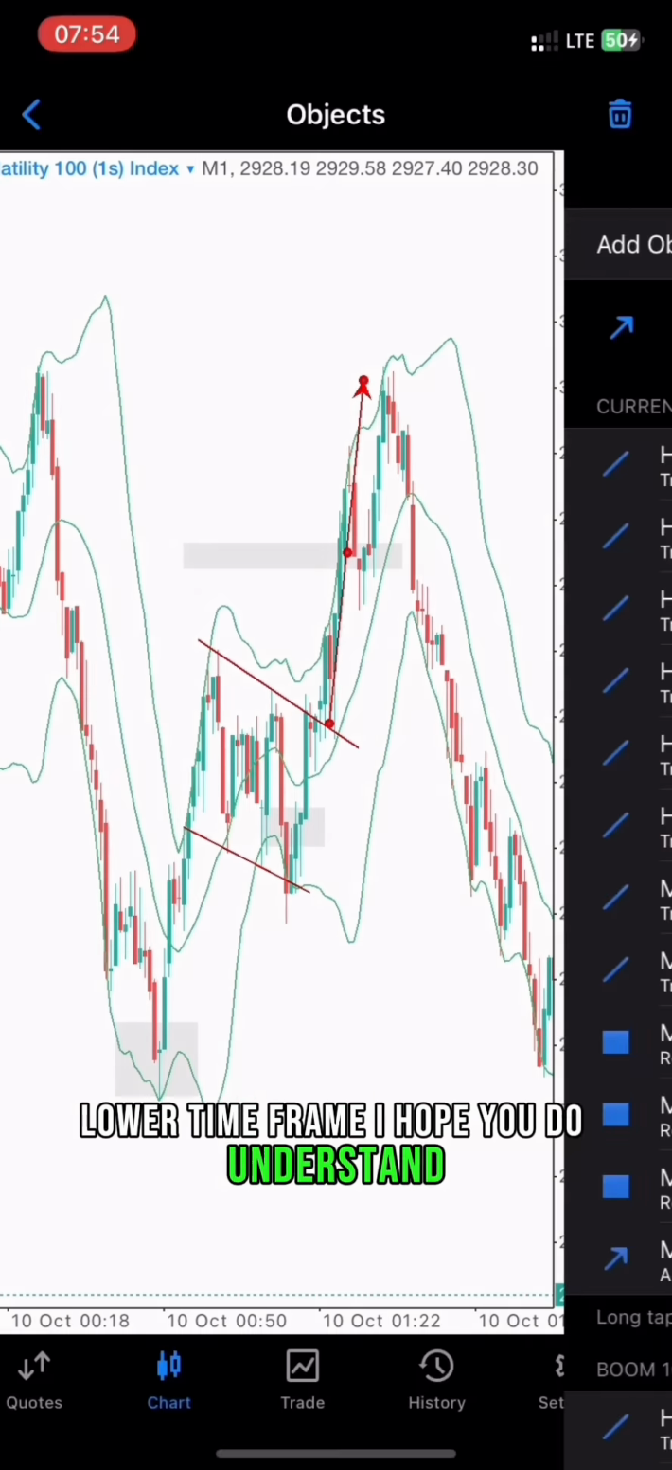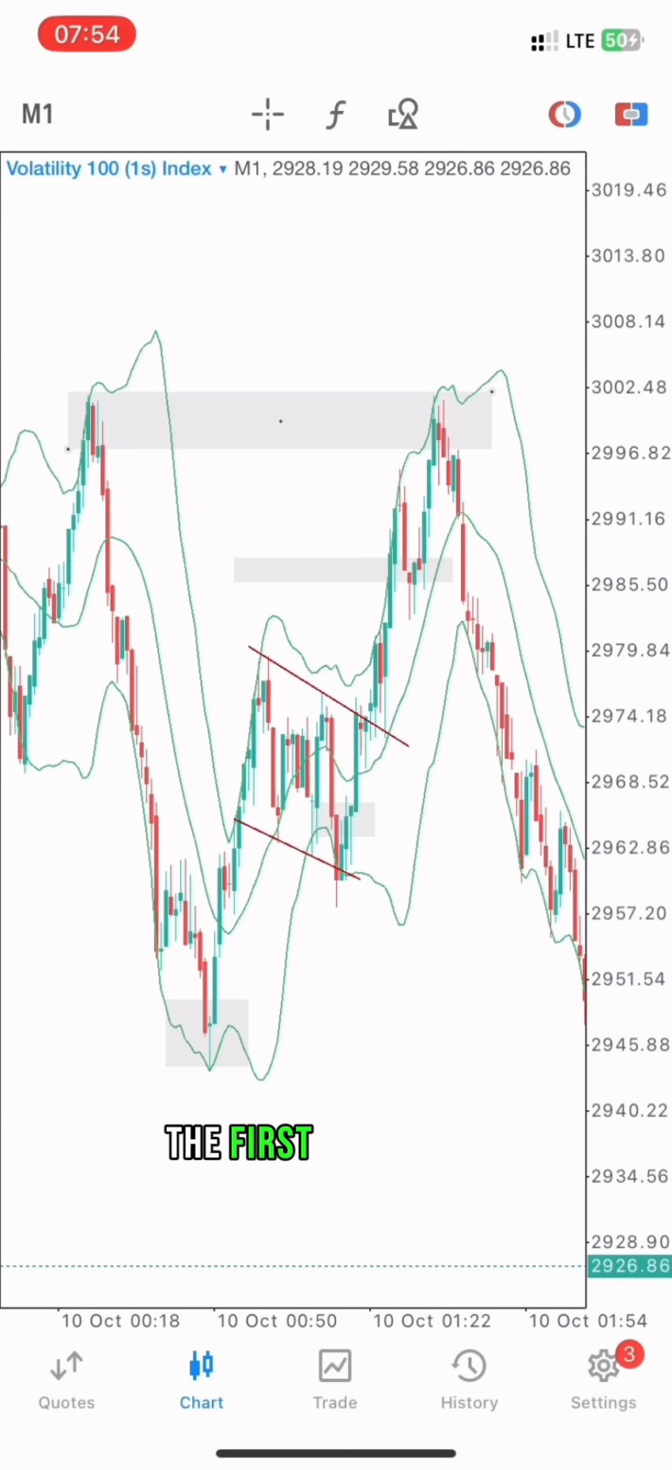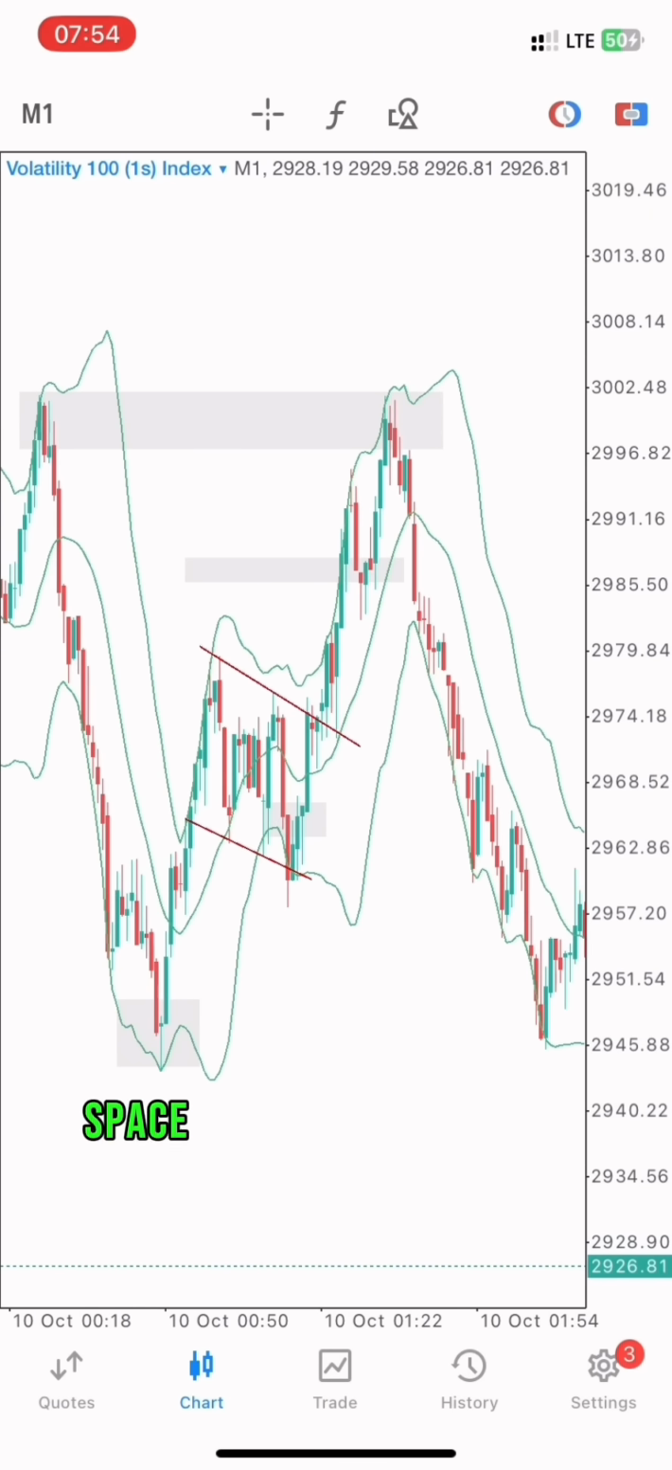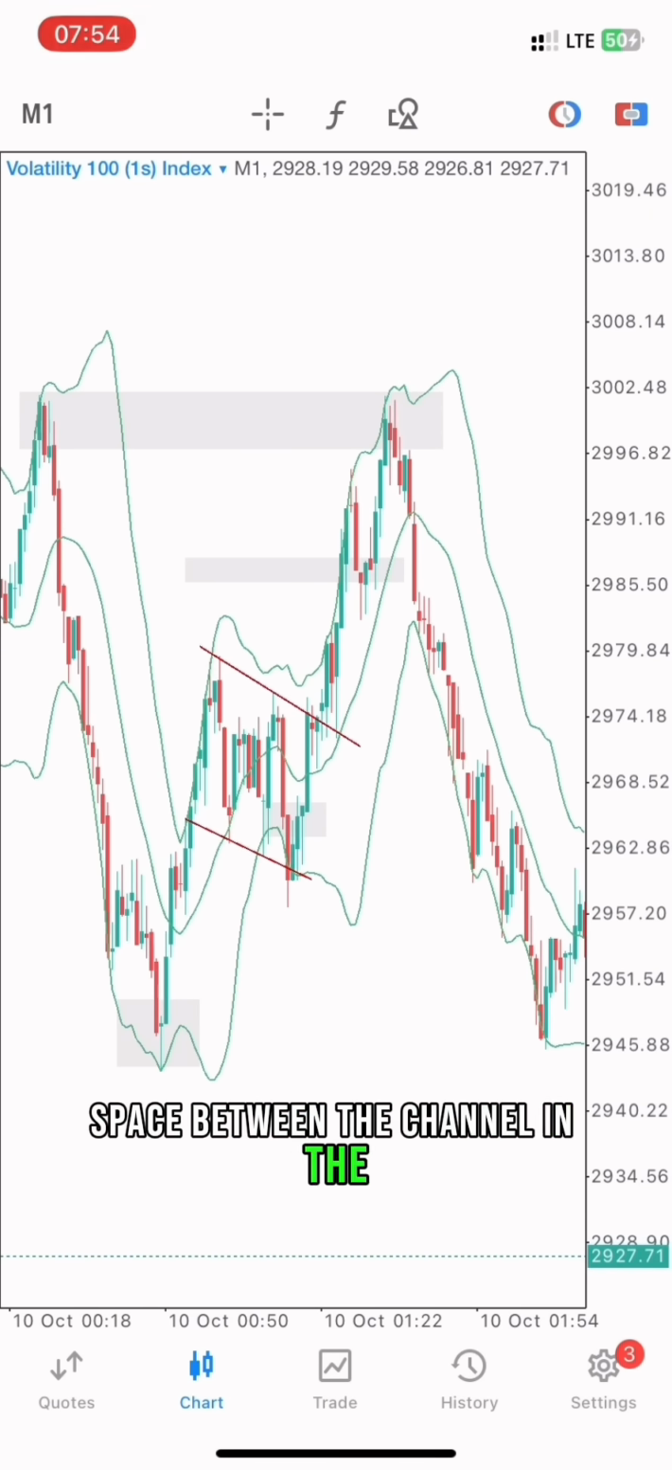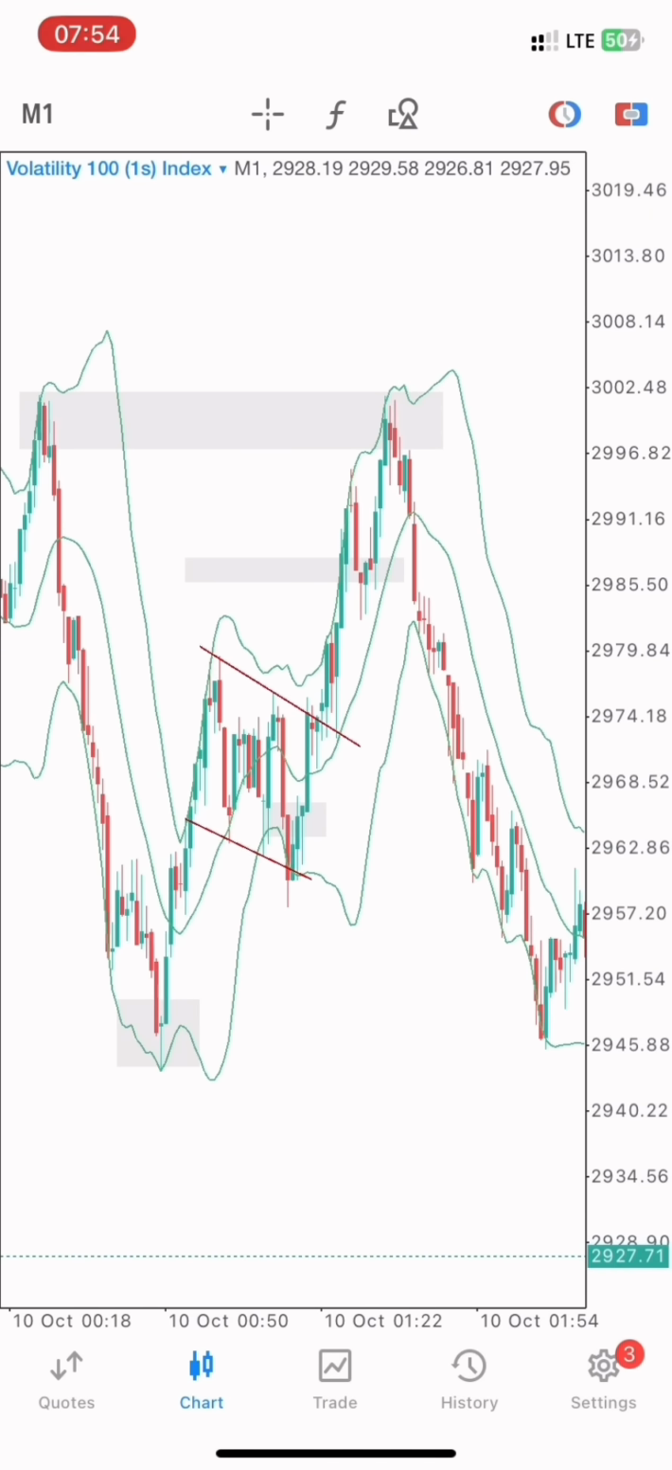The first and the second, I just did the first and the second. The first, you use the space between the channel in the flag. Then the second, you just use that kind of resistance to the left, that kind of wall side, and then I'm sure you see what I've done here.